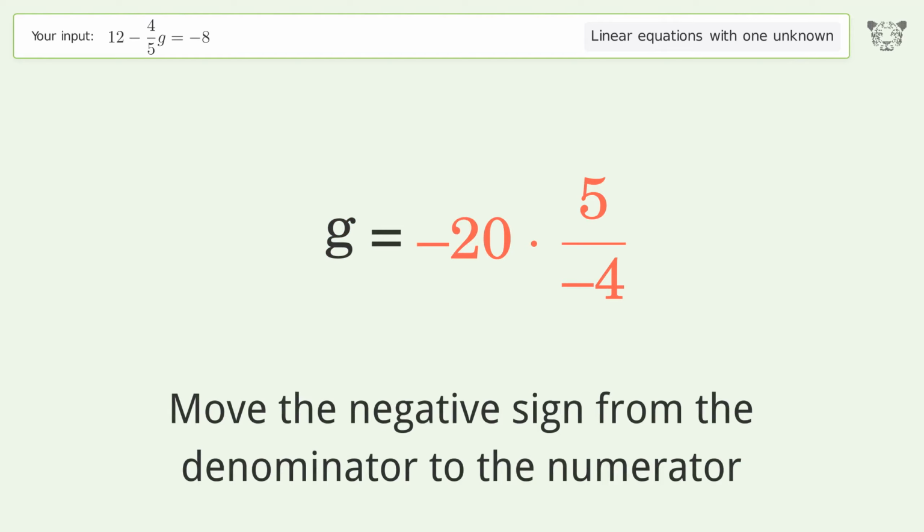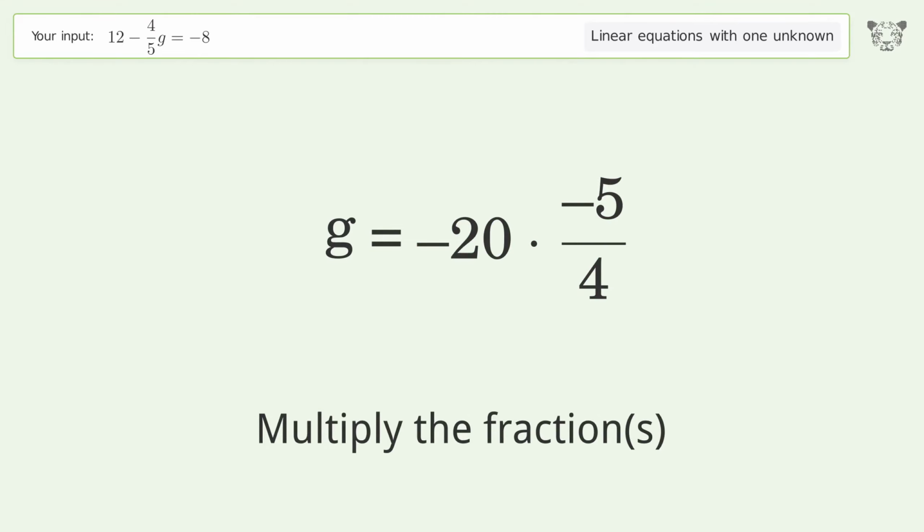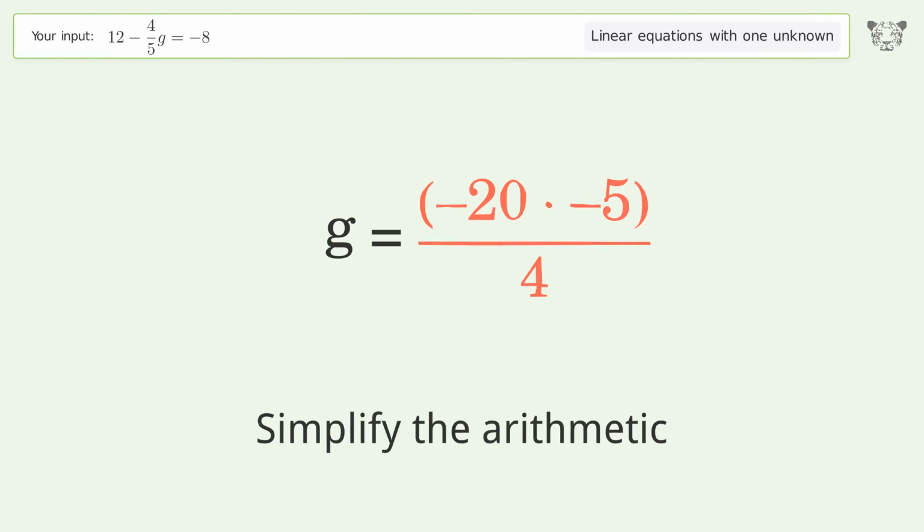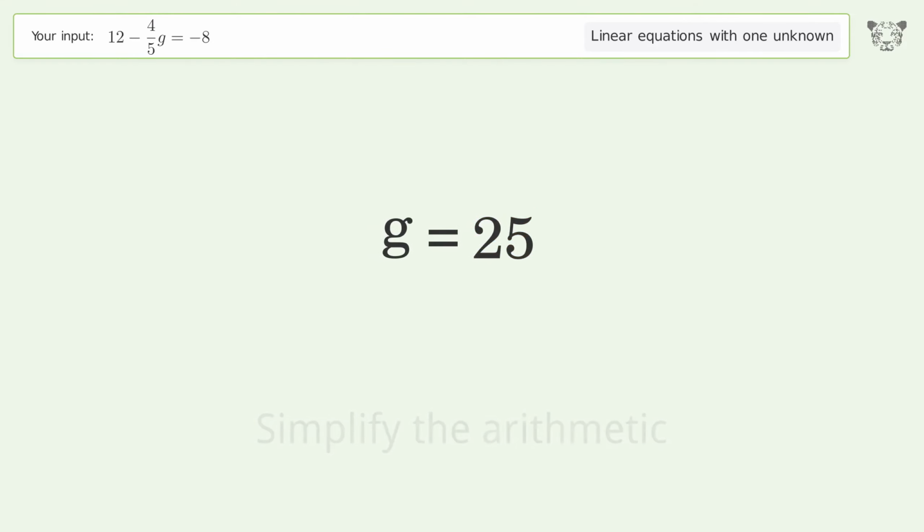Move the negative sign from the denominator to the numerator. Multiply the fractions. Simplify the arithmetic. And so the final result is g equals 25.